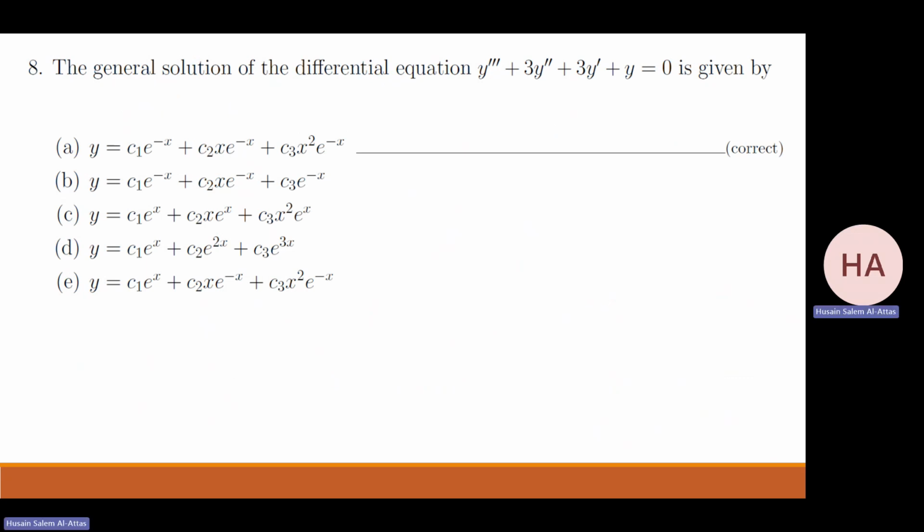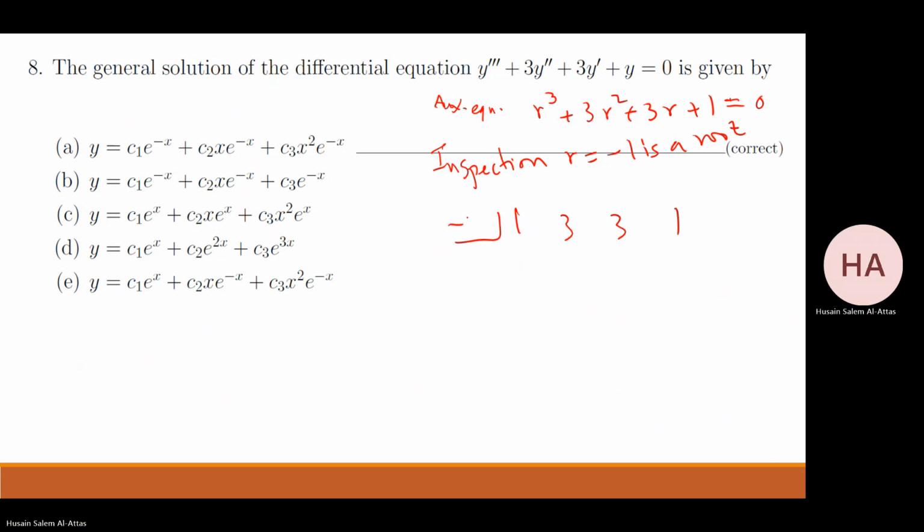Okay, the general solution of this equation, this is the auxiliary equation, will be what? r cubed plus 3r squared plus 3r plus 1 equals 0. What is this equation? You can, by guessing, by inspection, r equals minus 1 is a root. So you have 1, 3, 3, 1 with minus 1. Have 1, minus 1, 2, minus 2, 1, minus 1, 0.